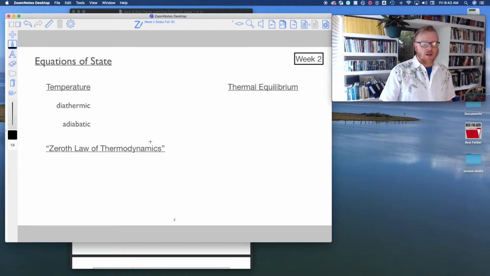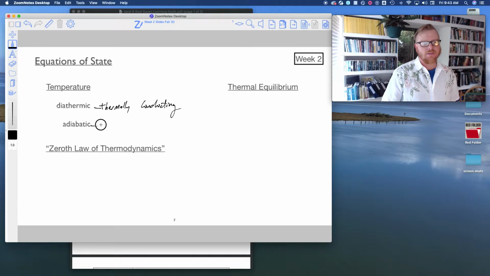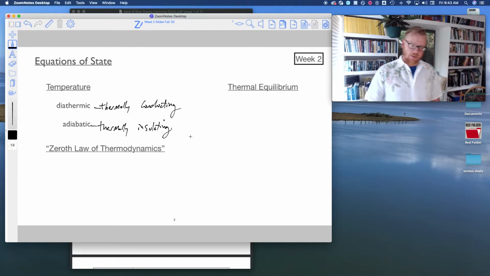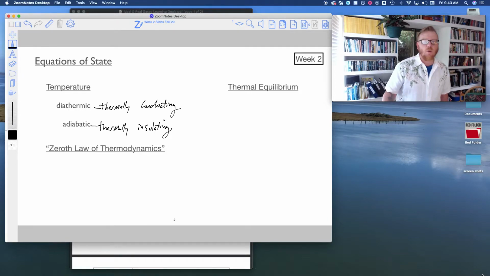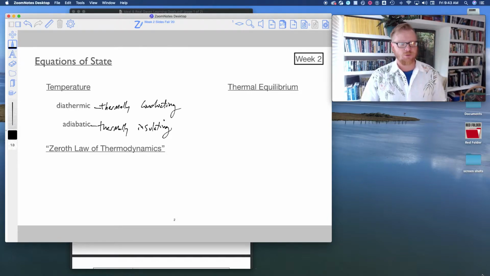So two definitions with temperature that I want you to know, diathermic and adiabatic. So diathermic means thermally conducting, and adiabatic means thermally insulating, okay? And I want you to get used to these terms, okay? A diathermic container, for example, or an adiabatic container.